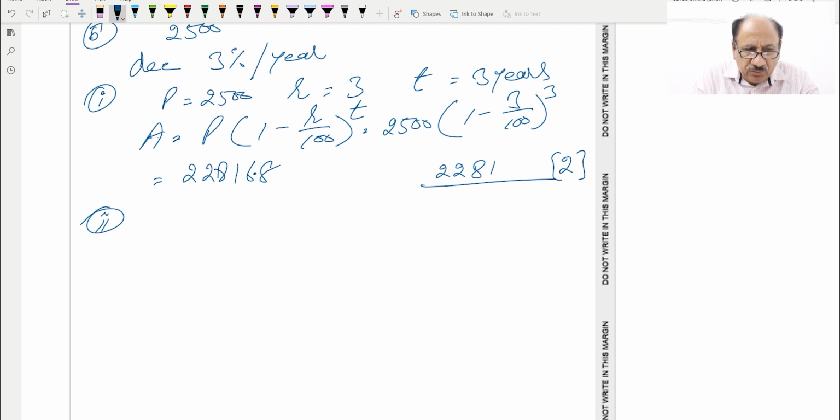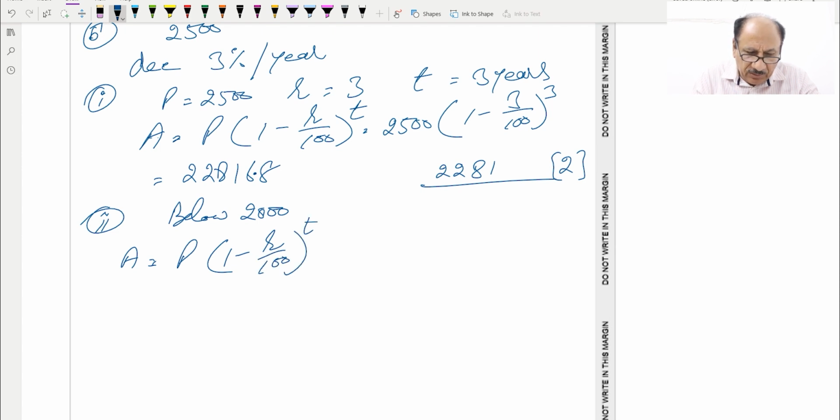Now the second part of this question is asking to find the number of complete years it takes for the population to first fall below 2000. So below 2000, when will it first fall? So the same formula we'll be using, because we are calculating a decrease. So 1 minus R over 100 raised to the power T, and we need below 2000, so we'll take it equal to 2000, and this will be 2500 principal, which we have already calculated, and 1 minus rate is 3%, and this T value we need to calculate. So how will we be calculating this?